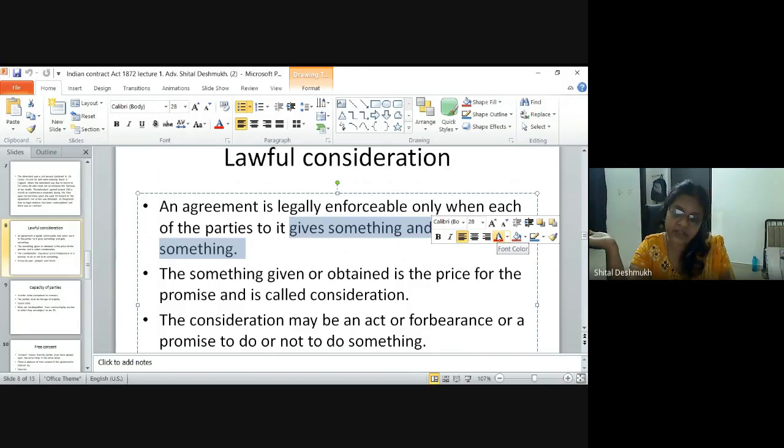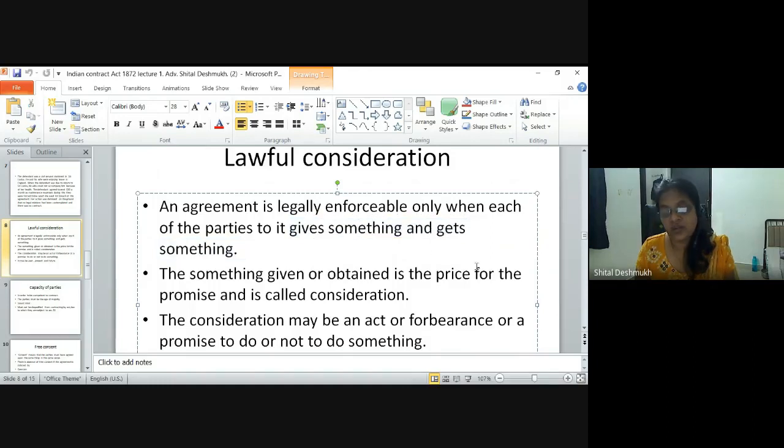One party A will give something, B will get something. So that consideration should be lawful. The agreement is legally enforceable only when each of the parties to it gives something and gets something. Without consideration, no contract is valid. The consideration should be there.